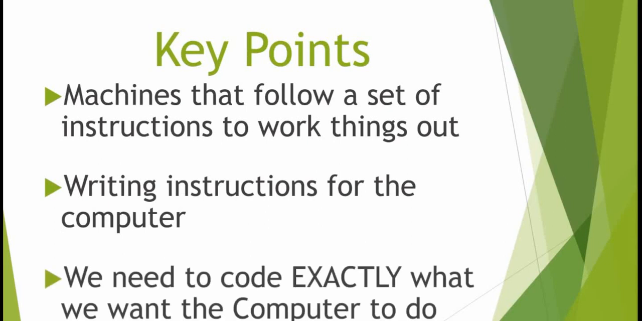And finally, why do we need to code exactly what we want the computer to do? Maybe you don't know, maybe you do. You can type it into the chat box now. Because computers are dumb. Yeah, that's because they follow exactly what they're told. They don't question it. They just answer the question and then go, what do you mean it's not the right answer? This is what you told me to do.